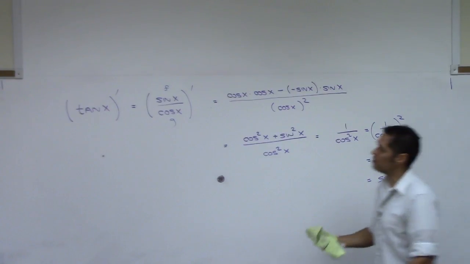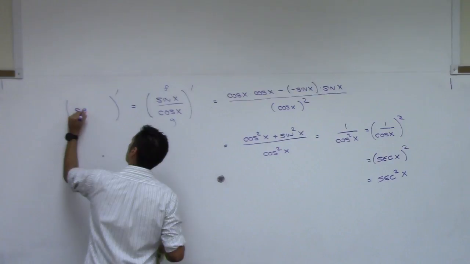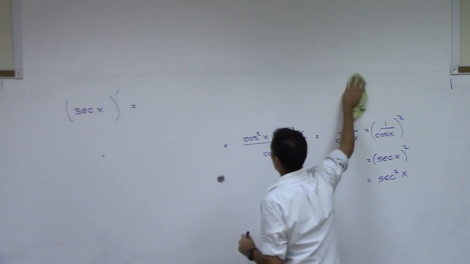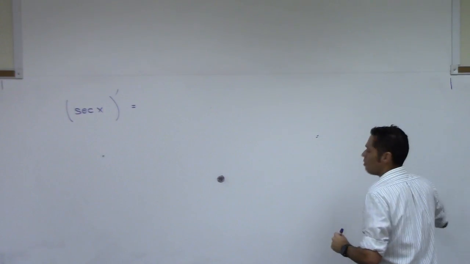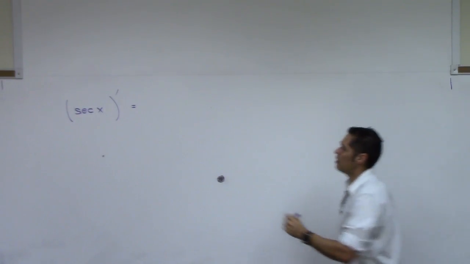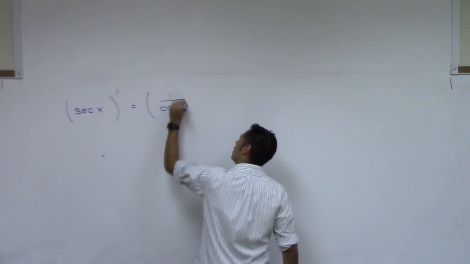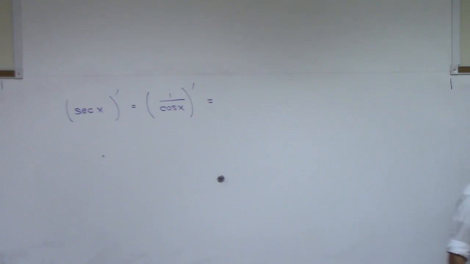For example, what is the derivative of secant x? What's the derivative of secant x? Well, you would first rewrite secant x. What is secant x? It's 1 over cosine, right? So I could rewrite this as 1 over cosine x. What's the derivative of that? So look, do we have the quotient rule here? Do we have an f and a g?